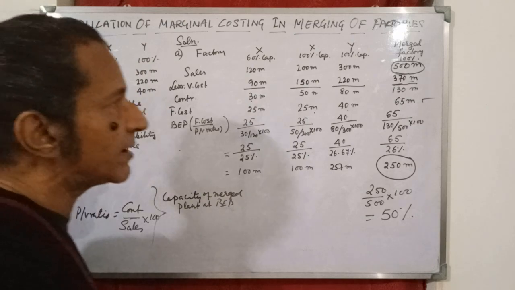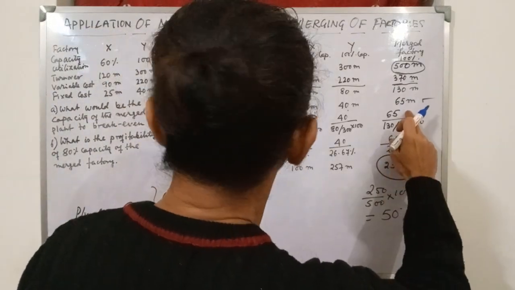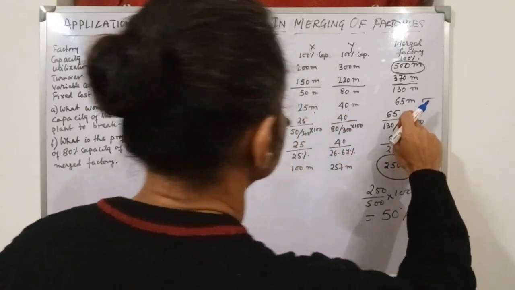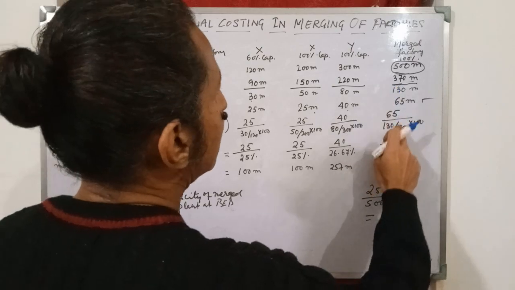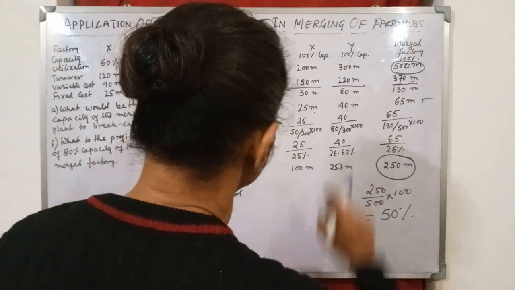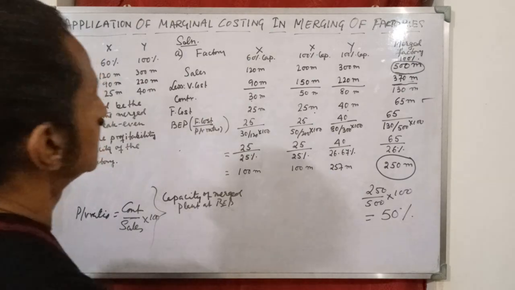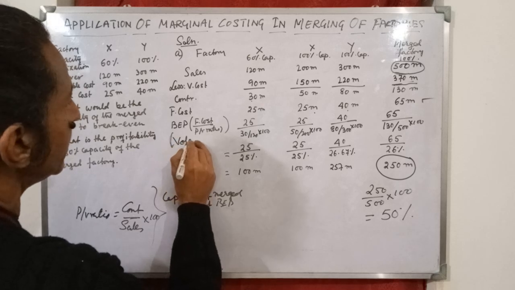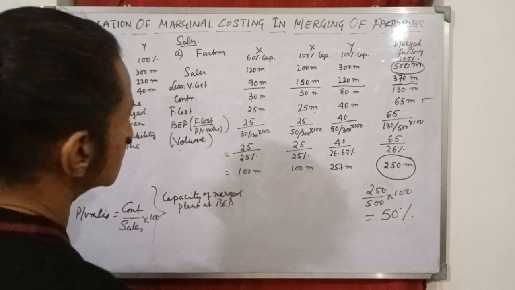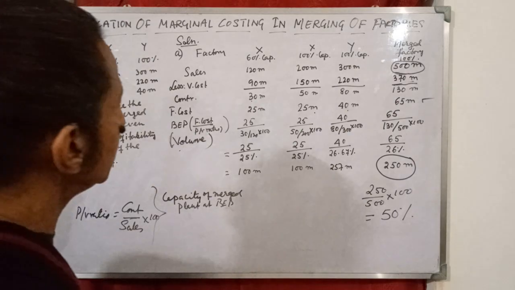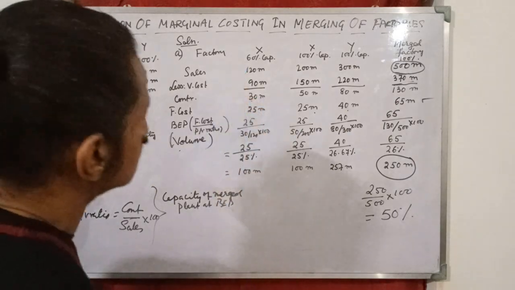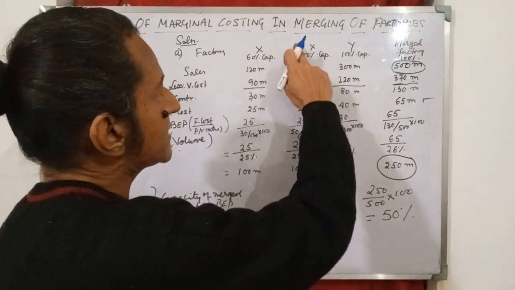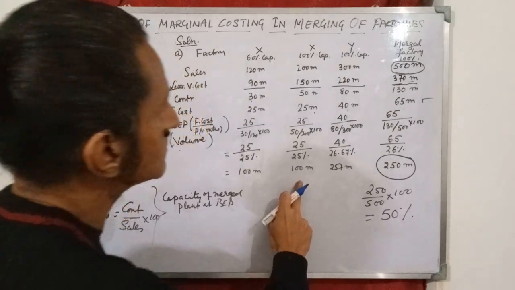Therefore, the break-even point of the merged plant is 65, that is fixed cost, 25 plus 40, 65 over contribution 130 divided by 500, that is turnover, into 100. So we get the BEP sales, that is in volume, BEP in terms of volume, not in terms of units. The BEP in terms of volume of factory X at 60% capacity is 100 million. BEP of factory X at 100% capacity is 100 million.